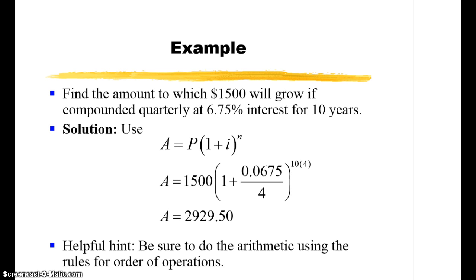A equals P times 1 plus I over N, or A equals P times 1 plus R over M to the MT. Right? Remember, same thing. And doing so, we get 1500 times 1 plus 0.0675 over 4, that's our M, raised to the power of T times M, which is 40. Well, using a calculator, you can compute this to be 2929.50. The helpful hint is be sure to do the arithmetic using the rules for order of operations.